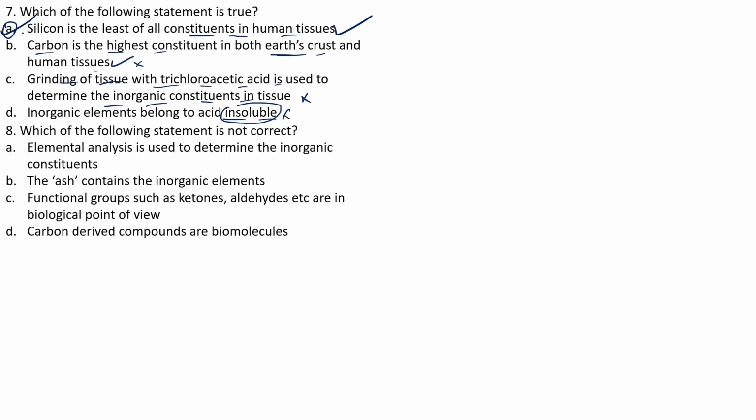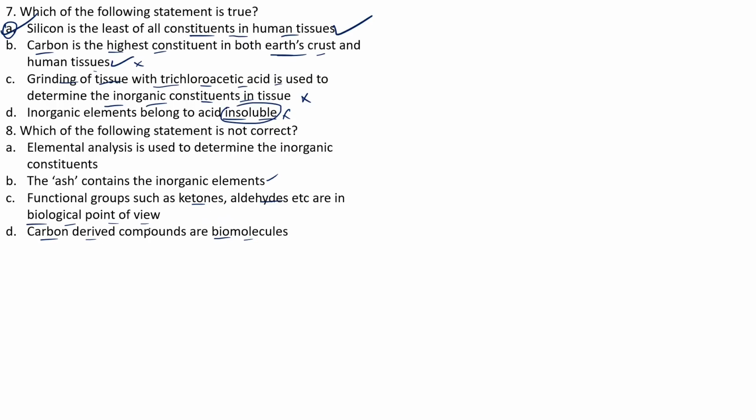The next question: which of the following statements is not correct? The elemental analysis is used to determine the inorganic constituent, and the ash contains the inorganic elements. The functional groups such as ketones, aldehydes, etc. are from the biological point of view, and carbon derived compounds are called biomolecules, right? So now again they're asking this time about the false statement or incorrect statement.